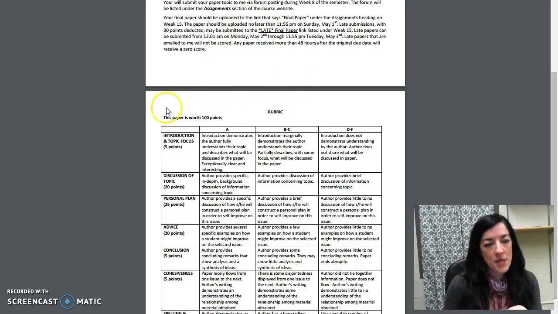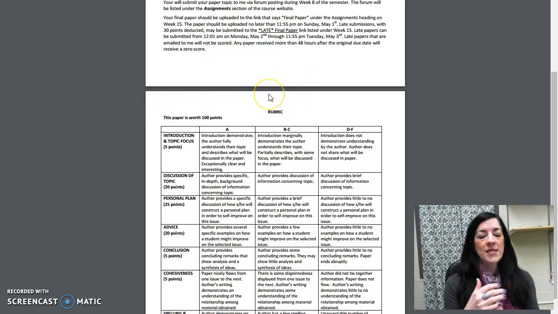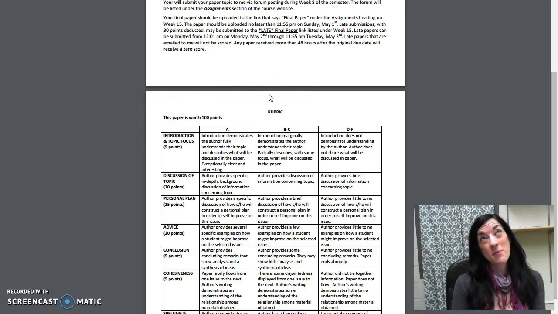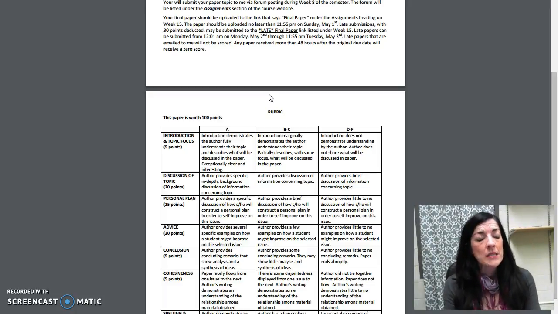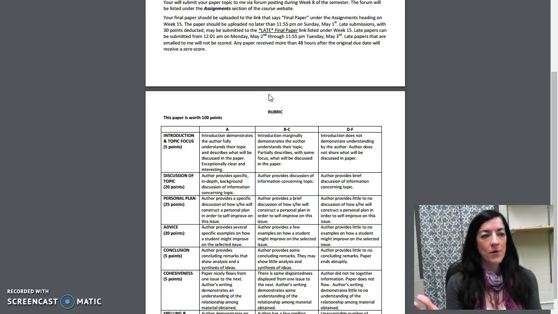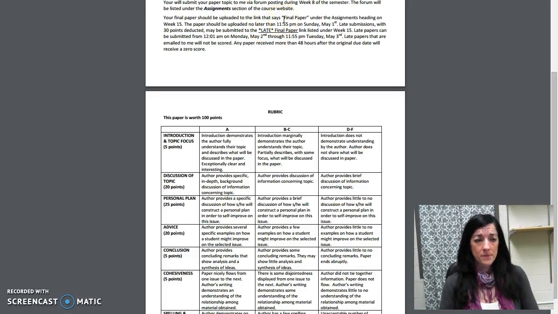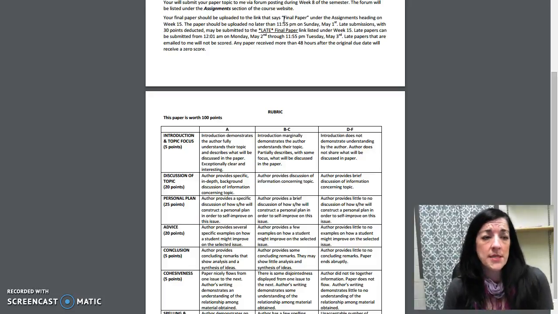This paper, as you can see here, is worth 100 points. If I take off 30, that means you're already at 70%, and I haven't even scored it yet. So you're probably going to get a D or an F on that paper if you submit it late. So really in your best interest, no excuse. Obviously, you've got 15 weeks to think about this here. So no excuse to submit this late.